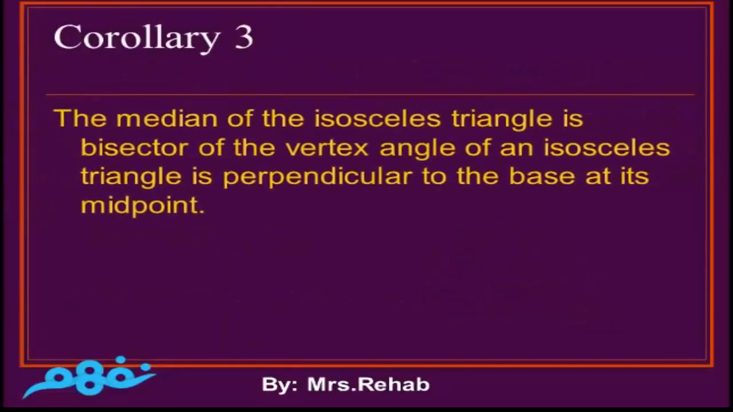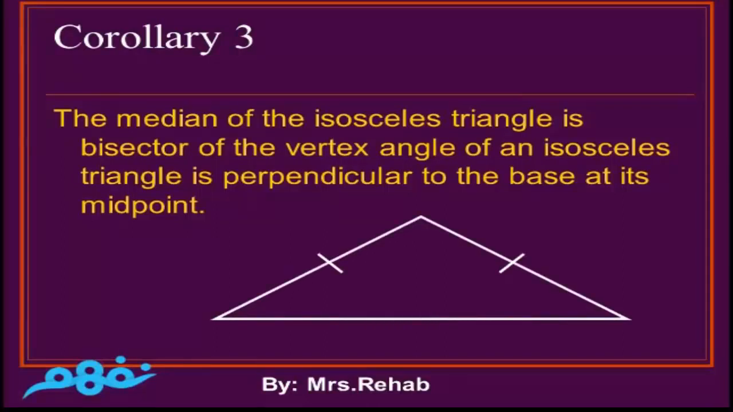Number 3 عرفنا قبل كده ان الميديان من lesson 1 هو عبارة عن line segment drawn from the vertex to the midpoint of the opposite base. In the isosceles triangle this median is called bisector. ليه bisector؟ لأنه bisect the vertex angle. the two angles بتوع ال vertex بيكونوا are equal and بيكون perpendicular on the base and bisect the base length.